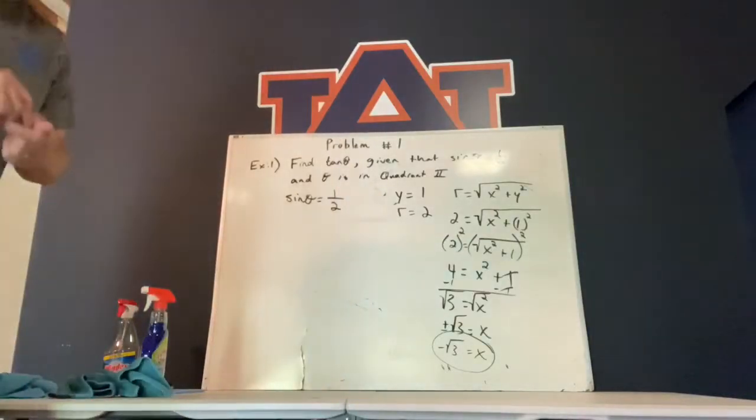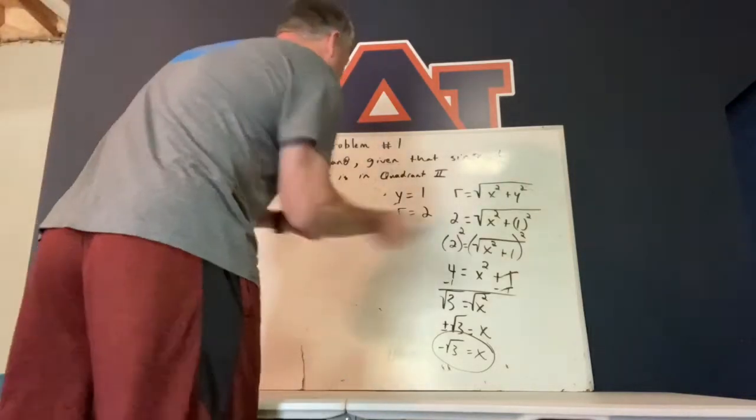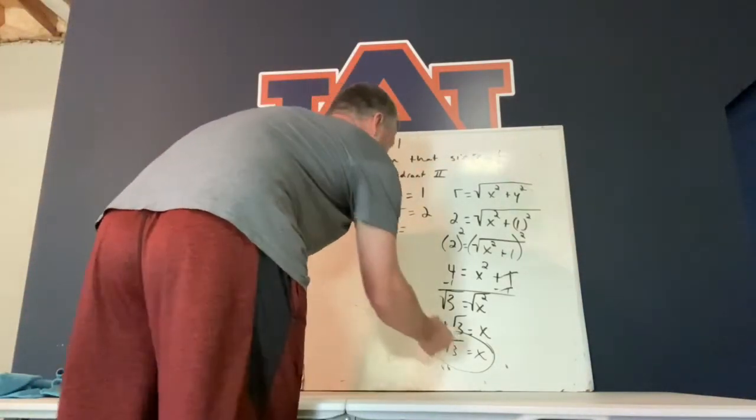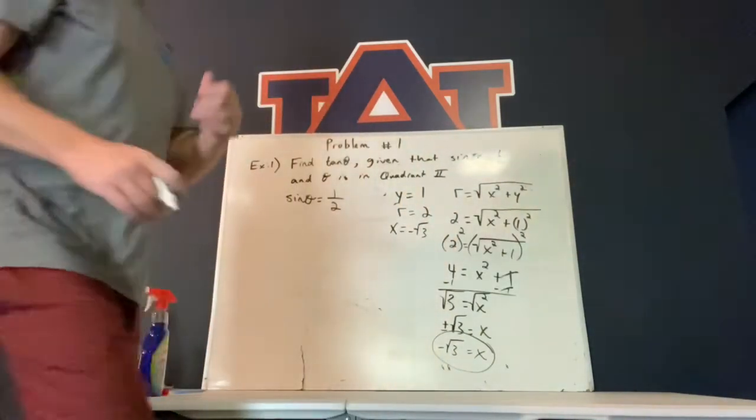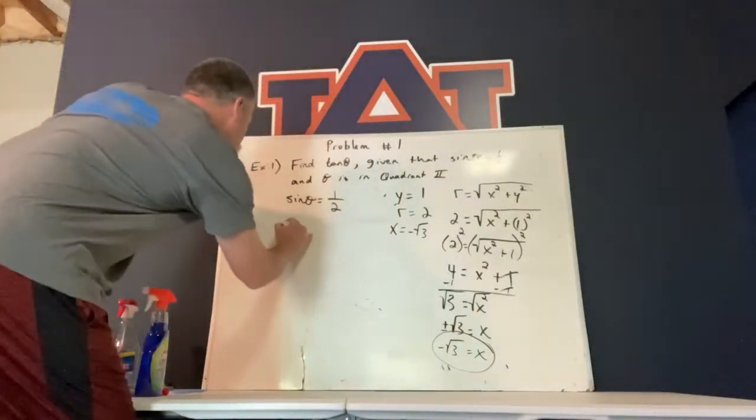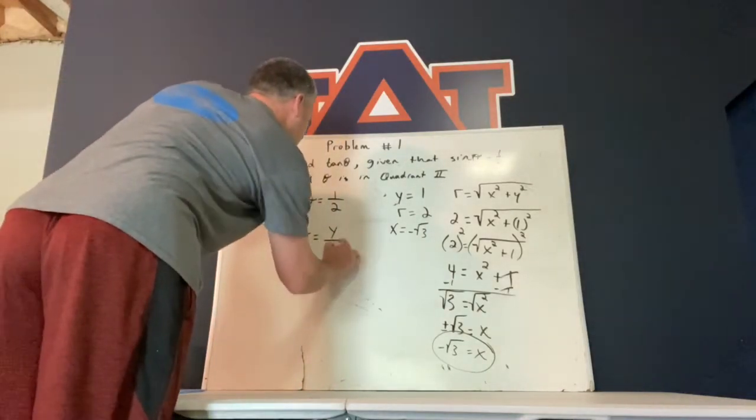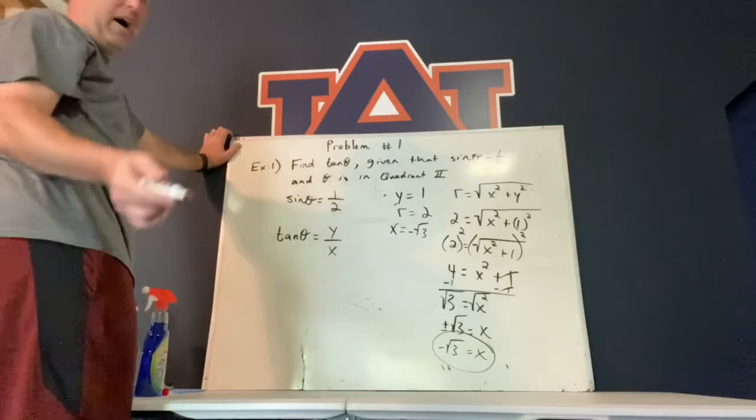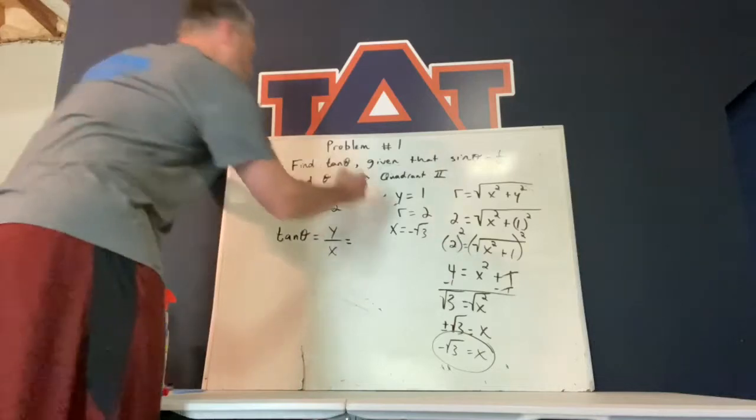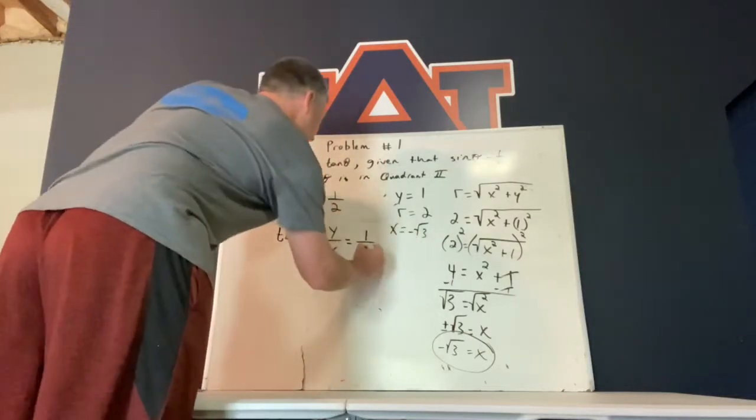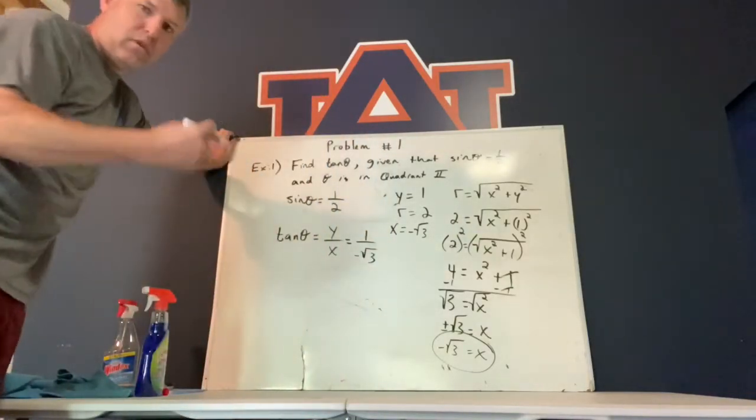Okay? So now, for this problem, I now know x, negative square root of 3. I know y and I know r, okay? So to find tangent, tangent theta, that's equal to what? Y over x. Okay, we may have to simplify. That's fine. So that gives us 1 over negative square root of 3. Okay, so the answer is going to be negative.